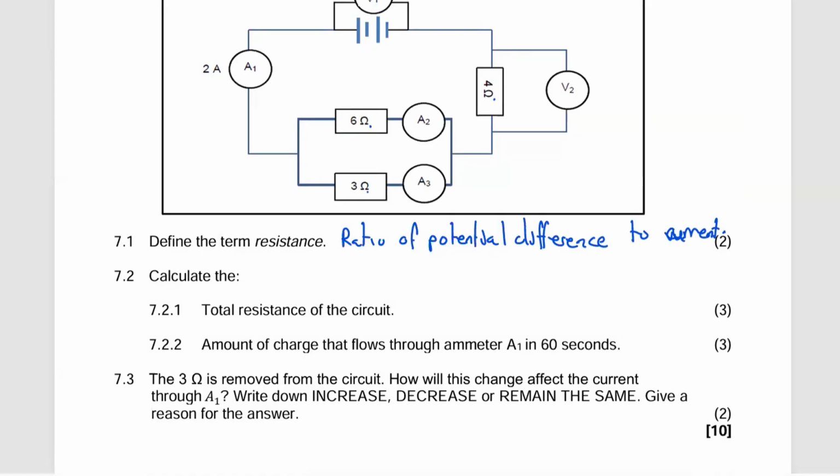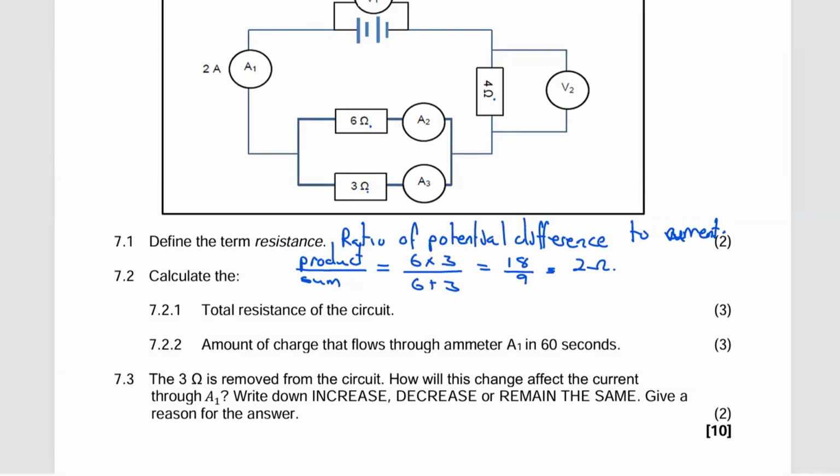To calculate the total resistance of the circuit, we must take note of these two that are in parallel. So we'll cut the long story short and use product over sum, since we only have two of them in parallel. Take note, this formula is not on the data sheet, and it only applies to two resistors in parallel. So I'm going to say 6 times 3 all over 6 plus 3. At the top I get 18, at the bottom 9, and dividing gives 2 ohms.